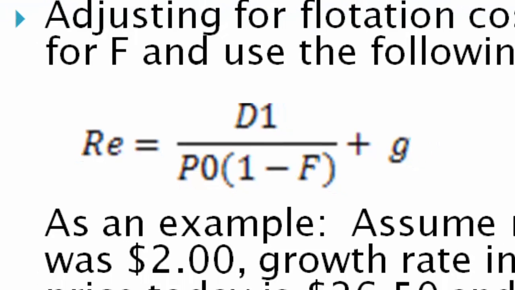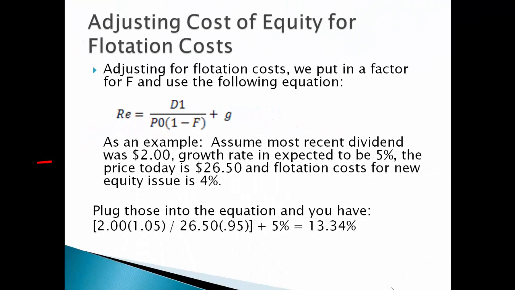So as an example, let's look at this here. Assume the most recent dividend paid was $2. So that would be D sub 0. The growth rate is expected to be 5%. That's going to be our G. The price today, that's P sub 0, is $26.50. And the flotation cost, F, for a new issue is 4%.